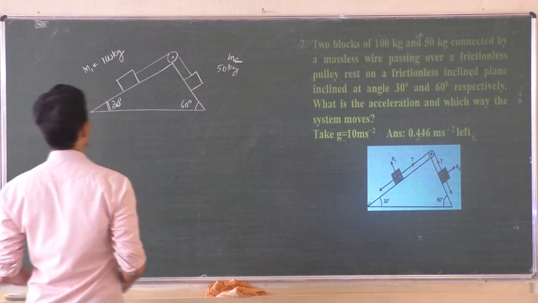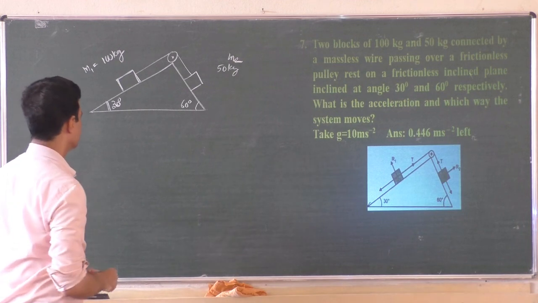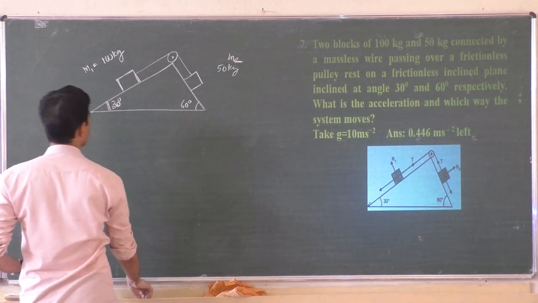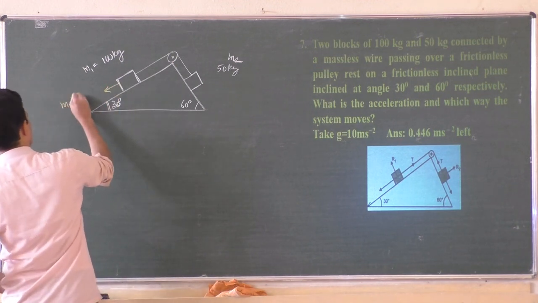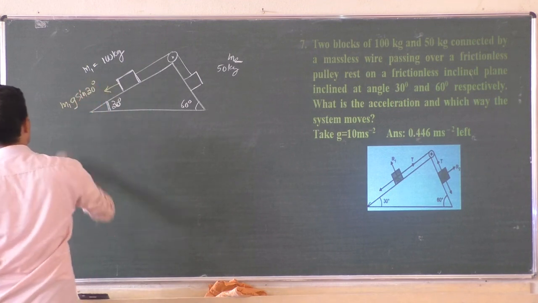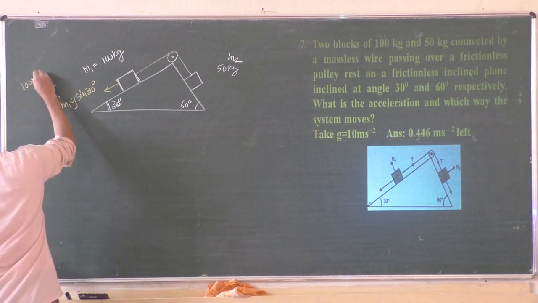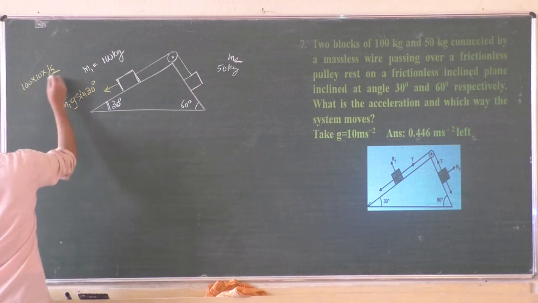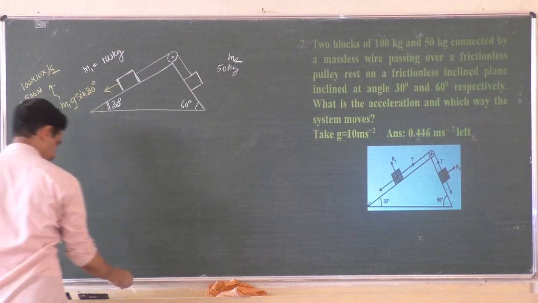No friction, so now write all the forces. Whichever is stronger in that direction, it will move. The force with which this is pulled downwards is m1g sine 30. Right, what is this answer? So we will find it out. M1 is 100, G is 10, sine 30 is half. This is 5 times 100, 500 Newton. Okay, what about the other one?